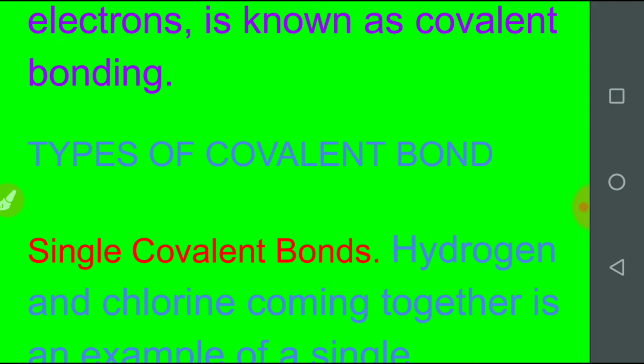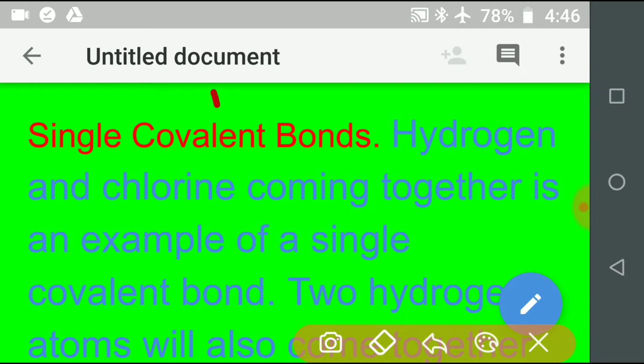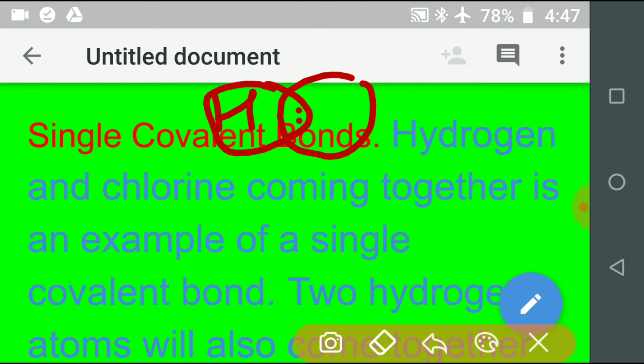A single covalent bond is exemplified by the bond formed between hydrogen and chlorine coming together. Let us take hydrogen. Hydrogen bonds with hydrogen, pairing as a single covalent bond. A covalent bond formed by the mutual sharing of one pair of electrons between two atoms is called a single covalent bond.